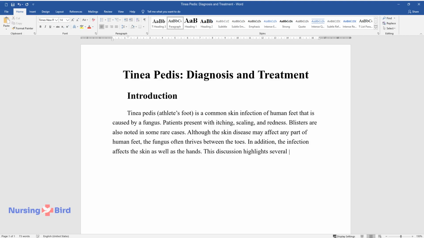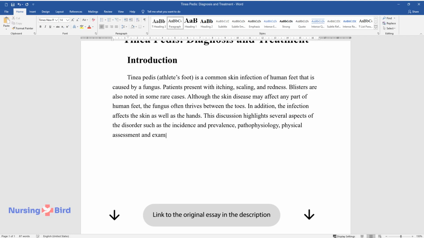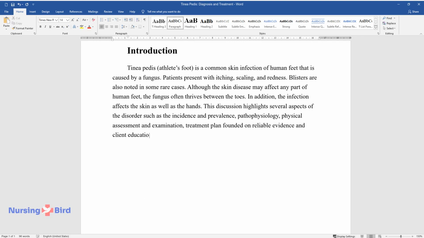This discussion highlights several aspects of the disorder such as the incidence and prevalence, pathophysiology, physical assessment and examination, treatment plan founded on reliable evidence and client education, and follow-ups.